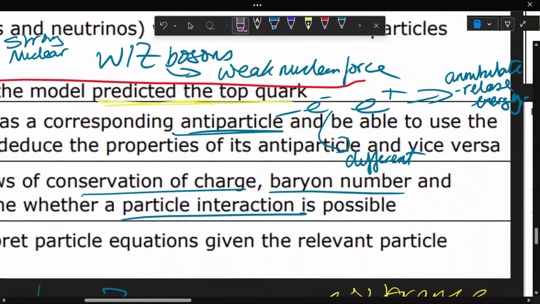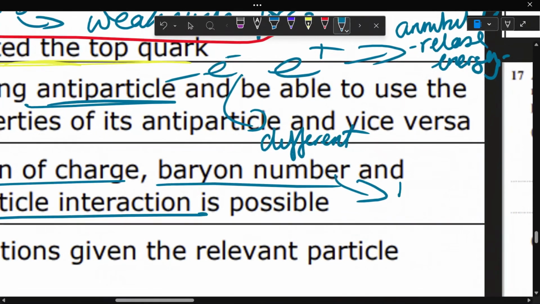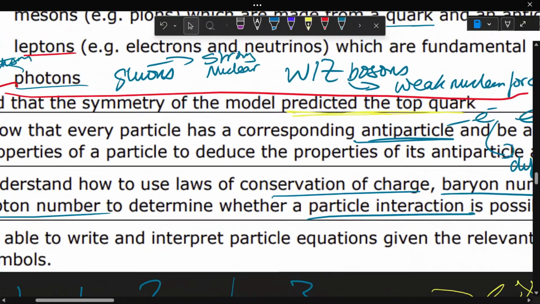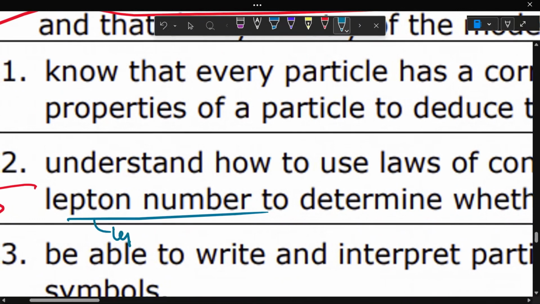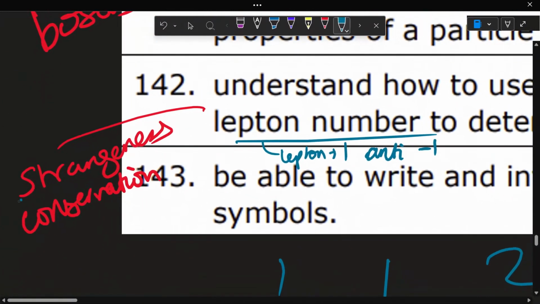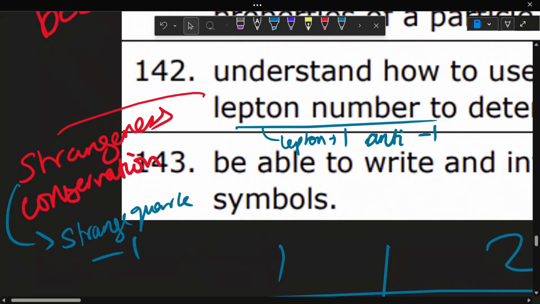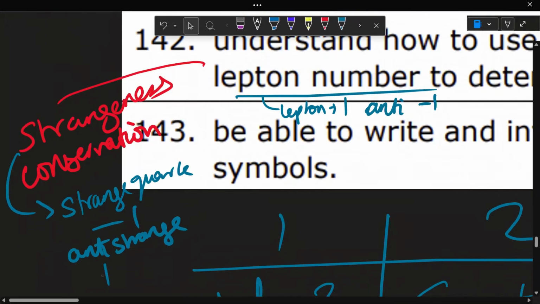Baryon number is exactly what it says. Baryons have +1, anti-baryons have -1, everything else is 0. Lepton number is the same: leptons +1, anti-leptons -1, everything else is 0. Strangeness is a bit different. If you have a strange quark, it'll have a -1. But anti-strange is going to have a +1.